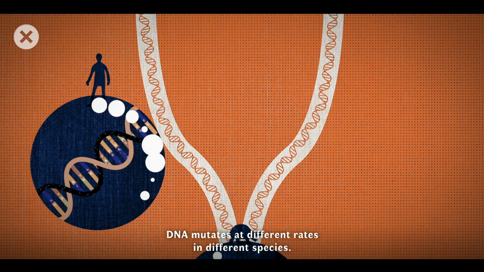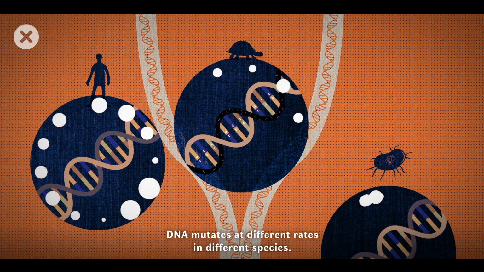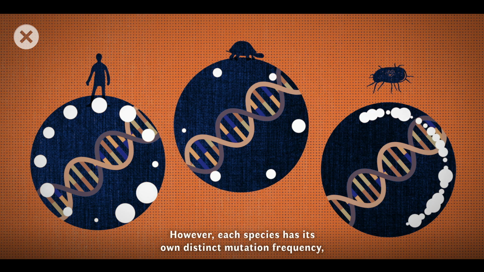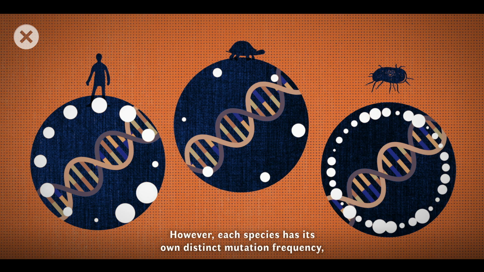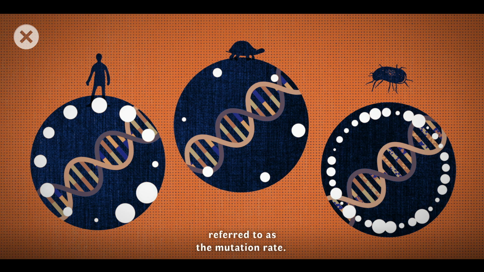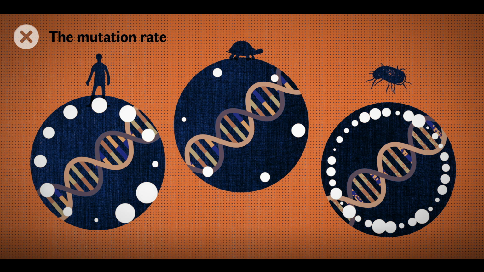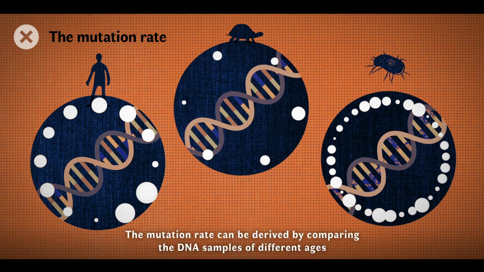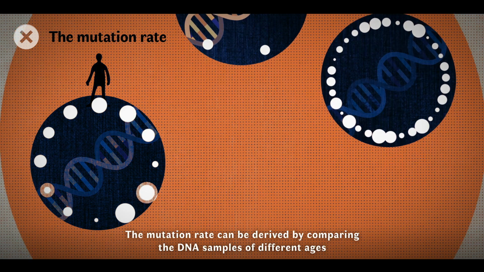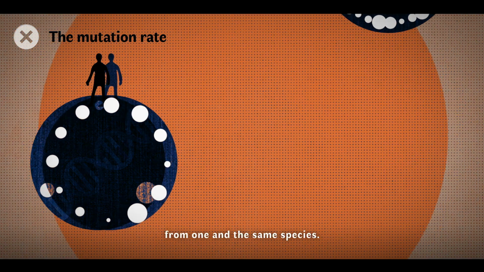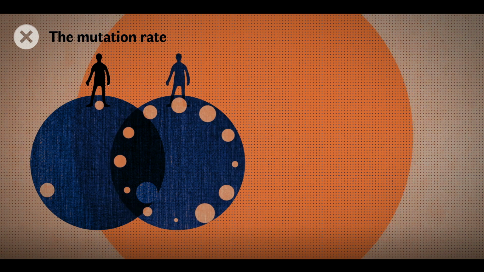DNA mutates at different rates in different species. However, each species has its own distinct mutation frequency, referred to as the mutation rate. The mutation rate can be derived by comparing the DNA samples of different ages from one and the same species.